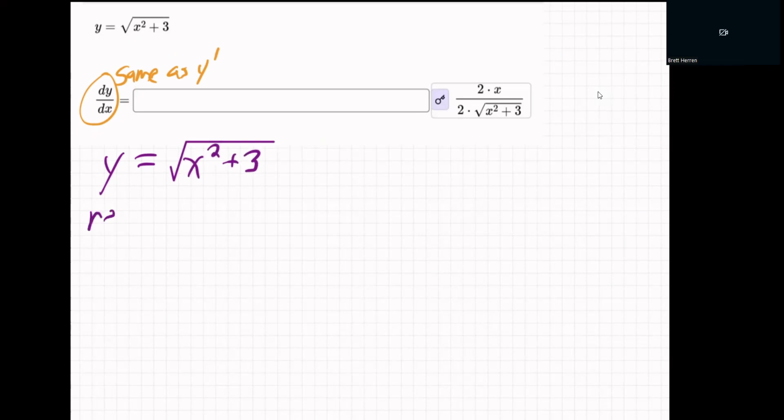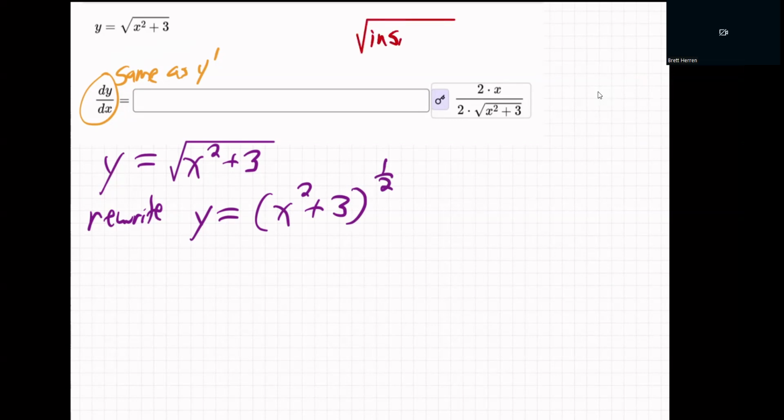Well, I would first rewrite y equals, and I would make that x squared plus 3 to the half power. You aware of that? Anytime you have the square root of something, that's the same thing as that inside to the half power. And so that's a much easier way for us to do derivatives, is to get powers with numbers. So that's a power, it's not times a half, it's to the half power. So a square root is the same thing as a half power.